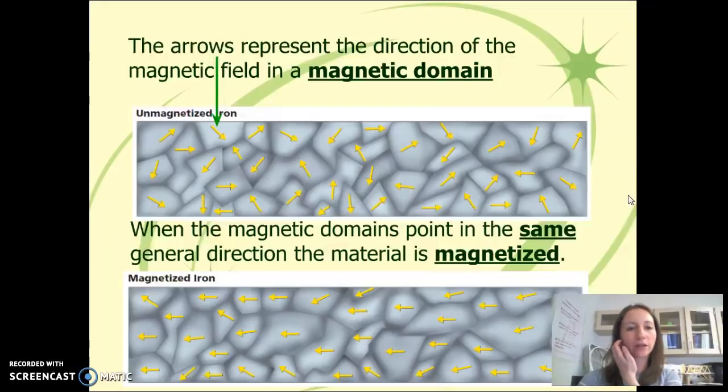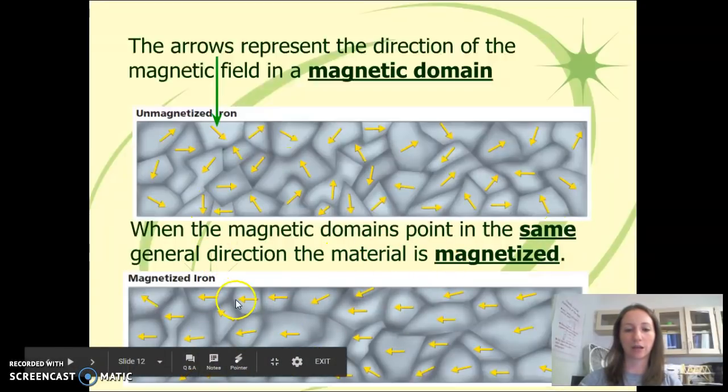Okay, so here's just another diagram. The arrows represent the direction of the magnetic field in a magnetic domain. So you can see all these little atoms, they're all facing in different directions. Their magnetic fields are all just canceling each other out. When the magnetic domains point in the same general direction, the material becomes magnetized. So see how they're basically all pointing to the left here? That's a magnetized material. It's actually iron specifically.